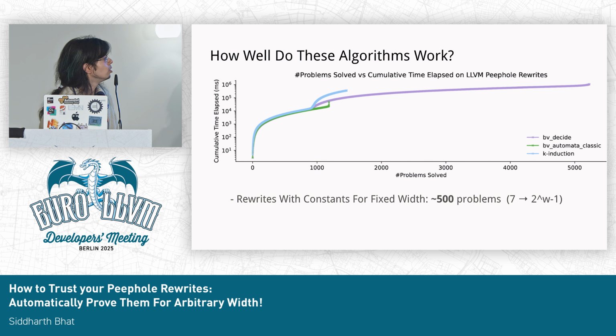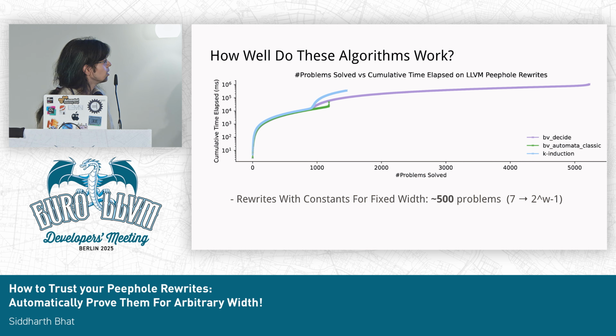And then we also do something interesting where we grab rewrites from LLVM InstCombine, and we try to prove those automatically. The one that's around 7,000 is where we prove it for the fixed width. And the others are us trying to prove it for arbitrary width. We get around 1,500. And as you can see, there's a long tail that we don't prove.